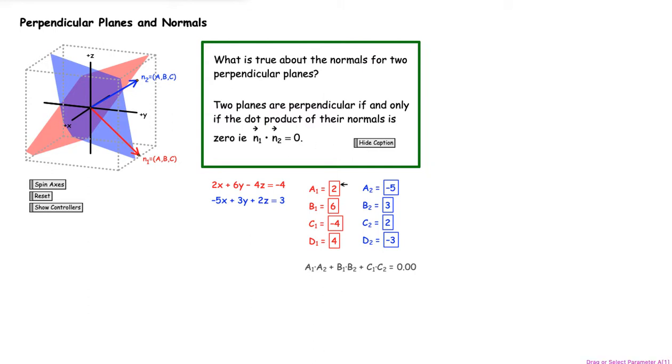And then I've shown on the bottom, if we take the dot product, 2 times -5 is -10, plus 18 minus 8 is going to give us 0. D is our constant. It is not part of the normal.